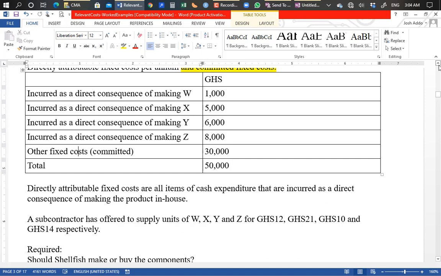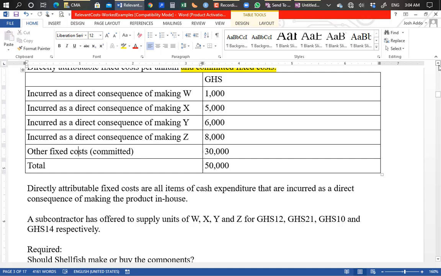So we can have two sets of calculations. One we try to calculate the total cost of making each of the components, and on the other hand, total cost of buying each of the components. And then we look at the difference in costs. And when I say total cost, I mean total relevant costs.